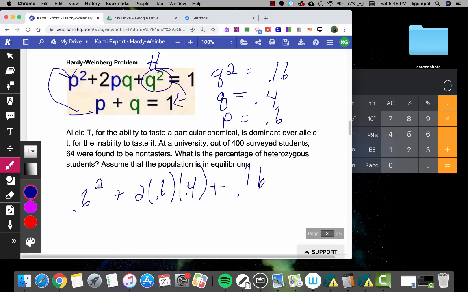So 0.6 squared is going to be 0.36, and then 0.6 times 0.4 is 0.24, times 2 is going to be 0.48, if that makes sense. And then I have 0.16. So 48 and 36, that should be 84, right, together. So we know that that equals 1.